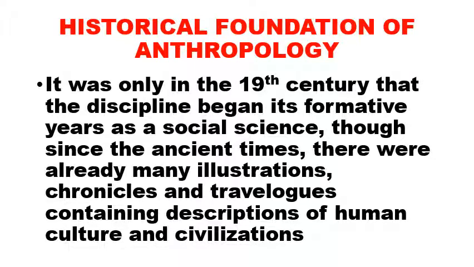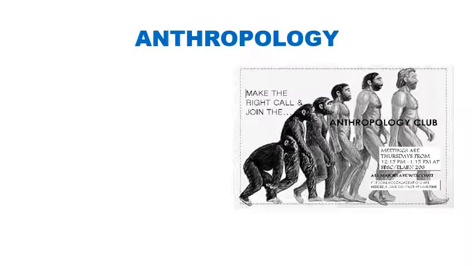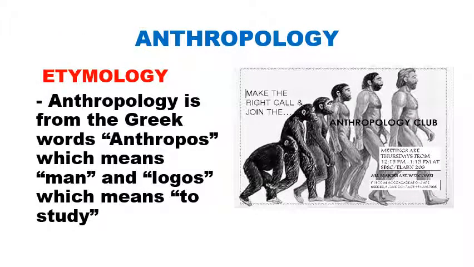It was only in the 19th century that the discipline began its formative years as a social science, though since the ancient times there were already many illustrations, chronicles, and travelogues containing descriptions of human culture and civilizations. Etymology: anthropology is from the Greek words anthropos, which means man, and logos, which means to study.